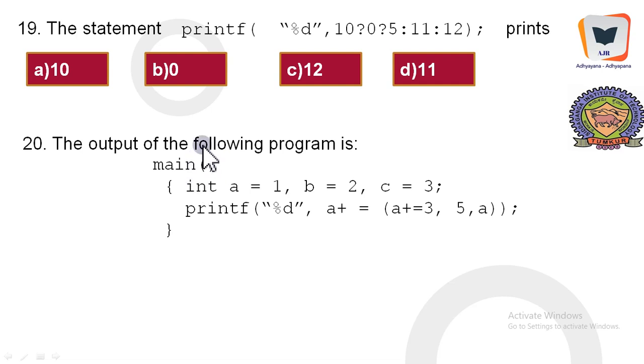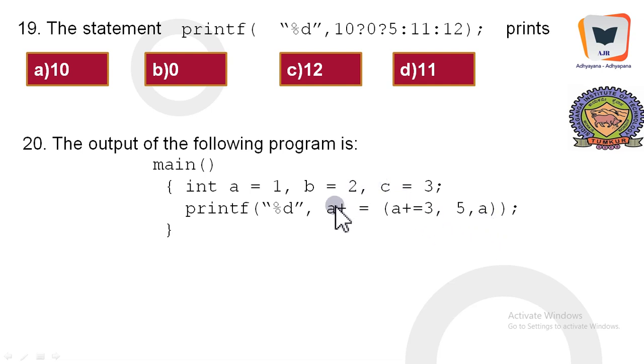Right. The output of the following program: integer a equal to 1, b equal to 2, c equal to 3. And here this will be evaluated. There is a comma operator. This will be evaluated from left to right. a += 3, that is a equal to a plus 3. The value of a is 1, so a will become 4. So this particular expression will be evaluated to 4. It is as if we write 4 comma 5 comma 4.